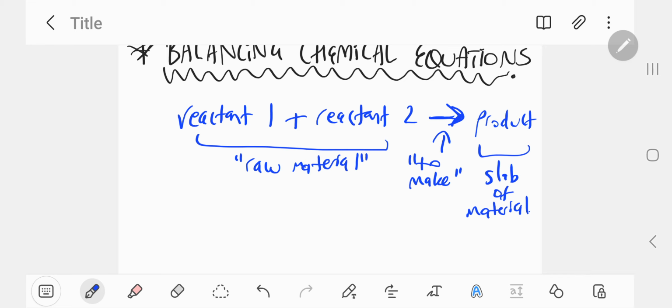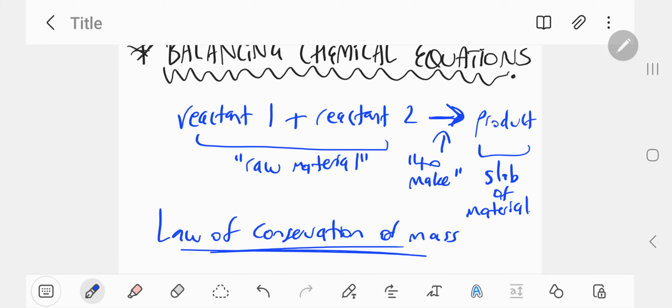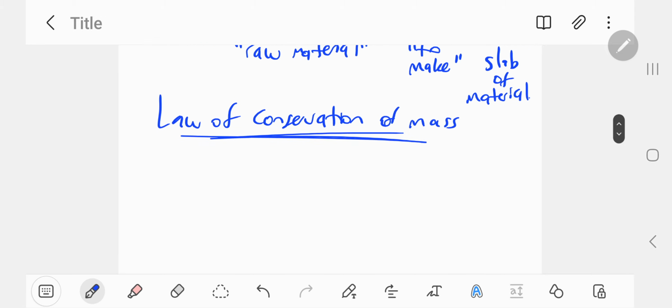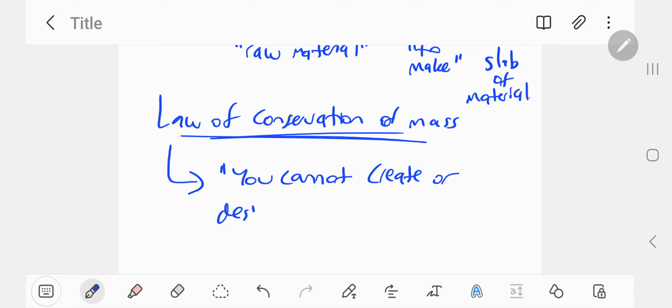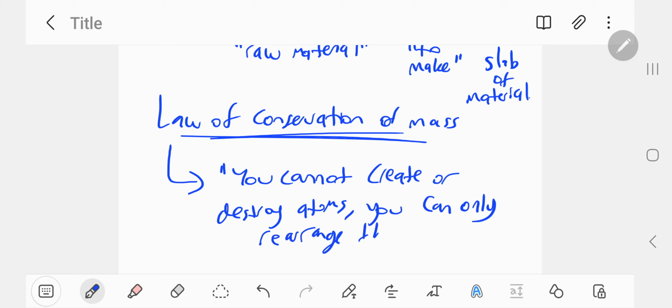Now, in chemical equations, there's a rule you can't break. It's one of the basic laws of the universe. It's known as the law of conservation of mass. This was discovered in the 1700s by a French chemist named Antoine Lavoisier. And it basically tells you that you cannot create or destroy atoms. You can only rearrange them in a chemical reaction.